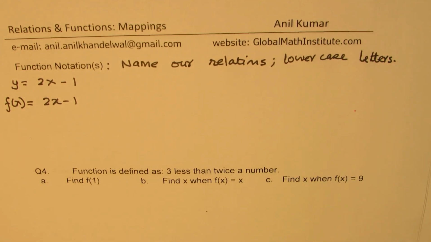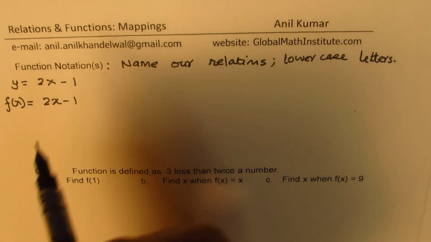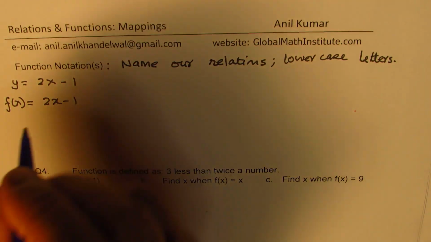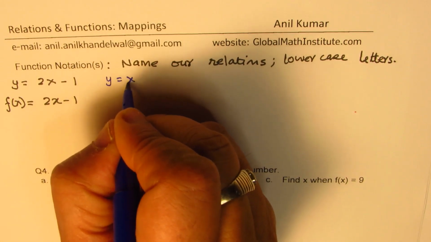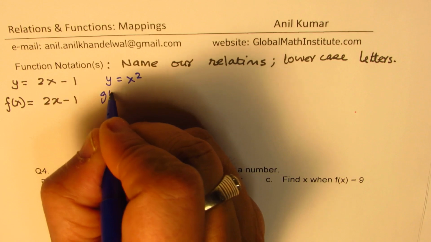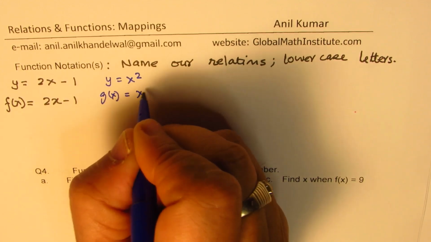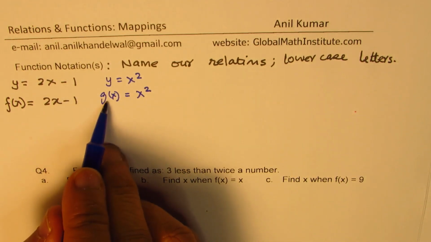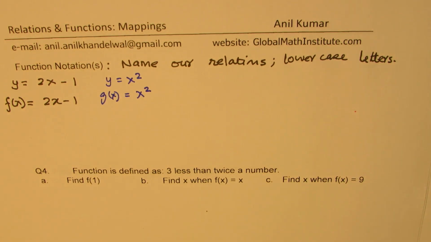Right. There could be other relations. For example, you could write y equals x squared. You can write g of x is equal to x squared, right? So you could use any lowercase letter to represent your function. Does it make sense to you, right?